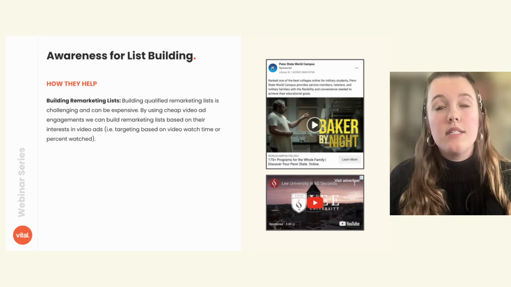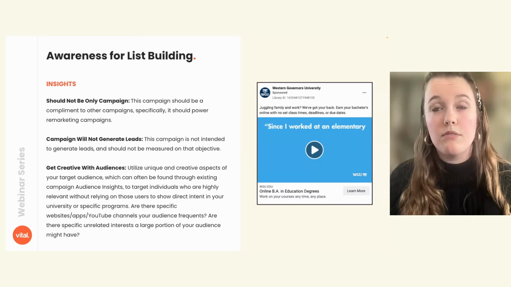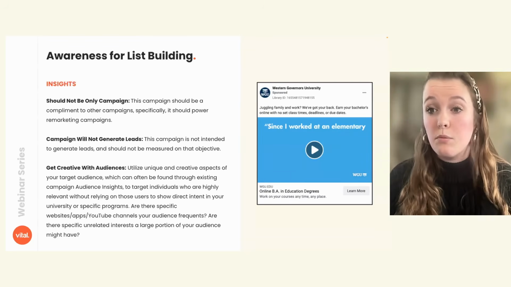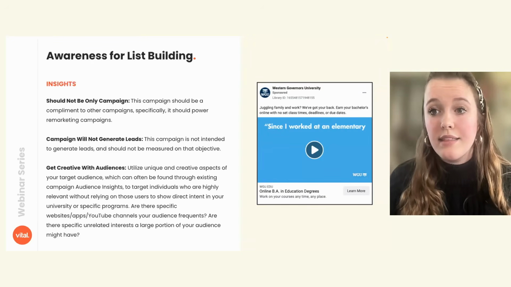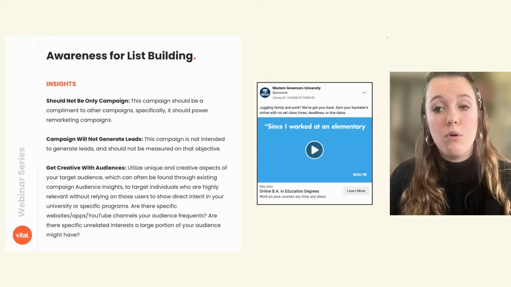So some key points with this type of campaign, this should definitely not be our only type of campaign that we're running. These are not going to be high converting campaigns. Like Chris said, we're focused on awareness here. So we're not anticipating that this audience is going to be applying straight away. They're not going to be enrolling right now.